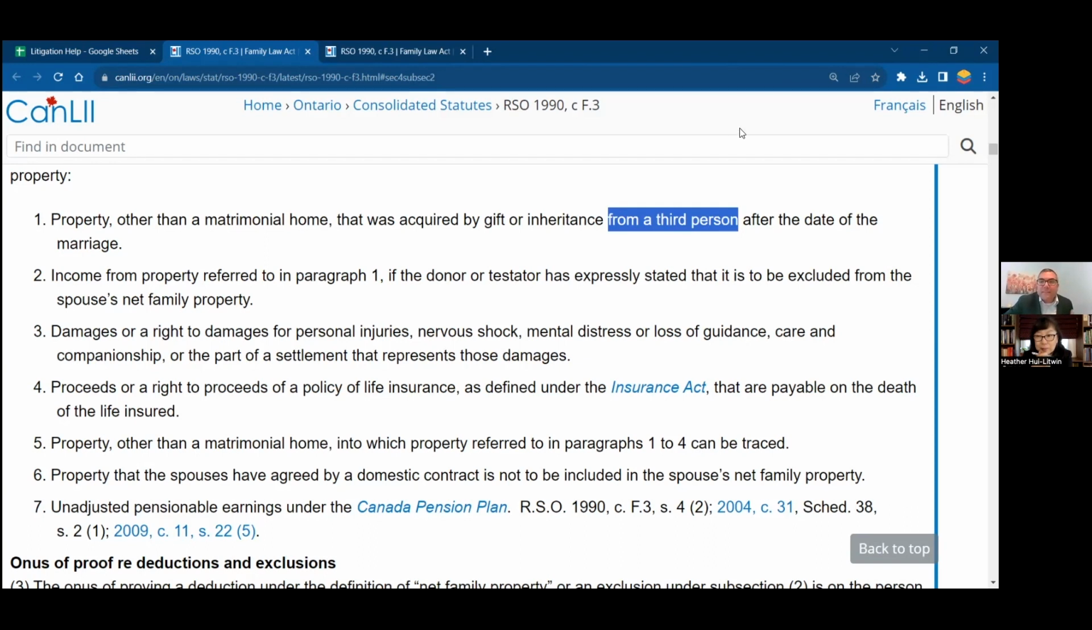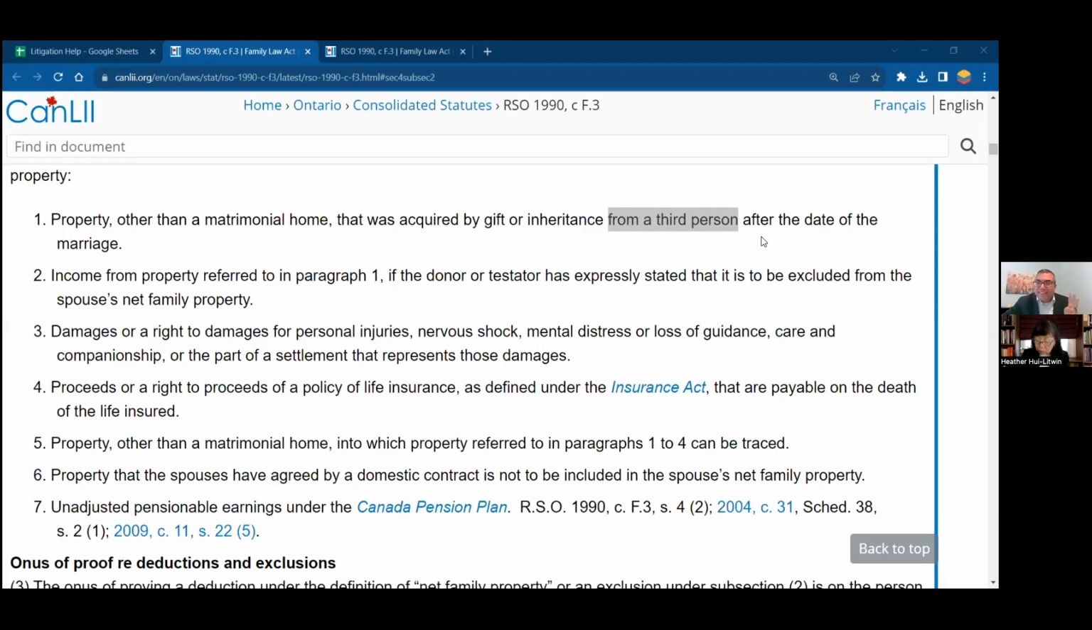And it makes sense why it's outside of the relationship, because we're excluding things that are not from the relationship. It's not an equitable sharing of the growth of the marriage. This is something coming from the outside, having nothing to do with the effort that parties put in during the marriage. So we need property. It's got to be from a third party. And now we have to look at this. This is very important also.